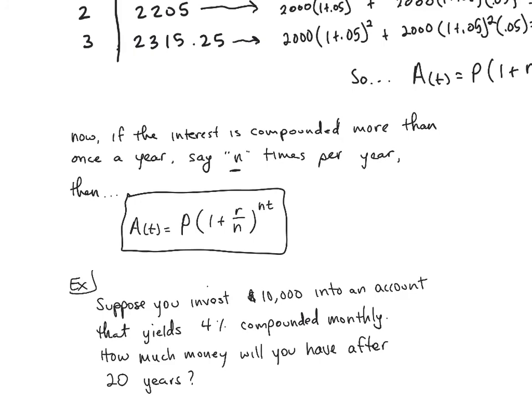And just to be clear on what these values all mean, P is your principal investment, R is your interest rate as a decimal, not as a percent, N is the number of times per year you're compounding, and T is the number of years of the investment. And A is just the future amount, the amount at so many years.